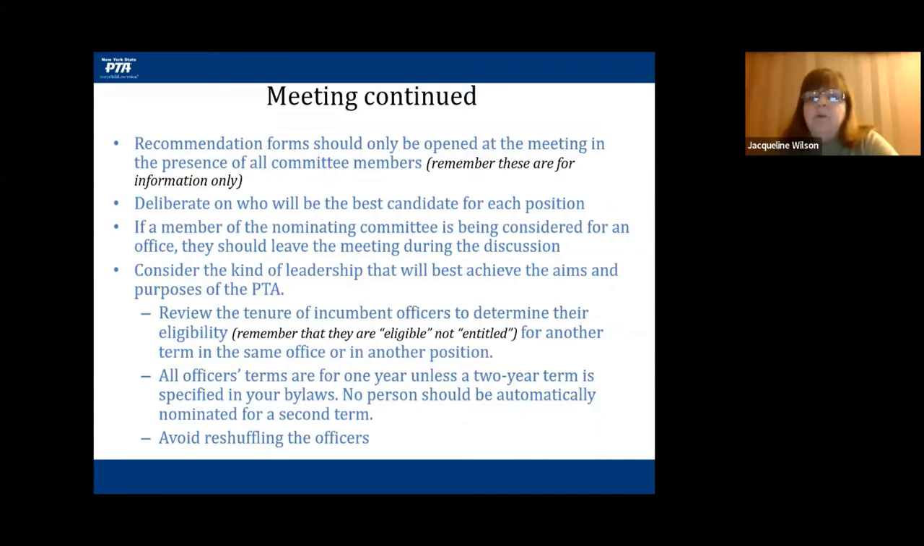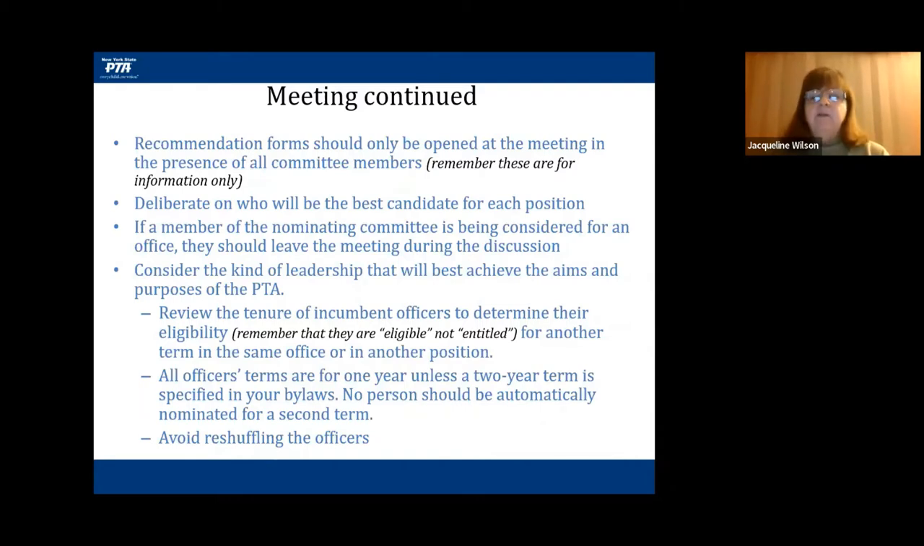So it gives every member who may or may not know everybody in the PTA a chance to take a look at some of the names that are being considered and a little bit about those people. You will deliberate on who the best candidate will be for each position. If a member of the nominating committee is being considered for office, they should leave the meeting during the discussion. And even if you're having a virtual meeting, they can just log off and then somebody can text them to log back on after that discussion has happened.